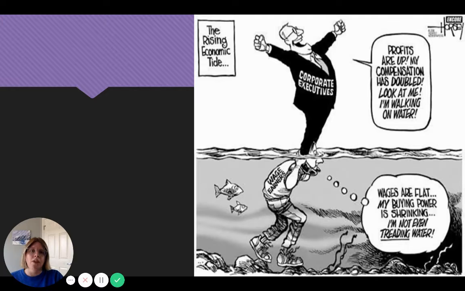This is a political cartoon kind of showing the argument that we're living in an elite democracy right now. So they're showing that the corporate executives, the ultra-wealthy, are basically doing very well, but the wage earners, the workers at the bottom, are the ones who are suffering.